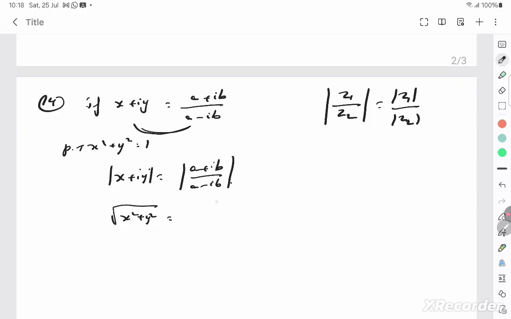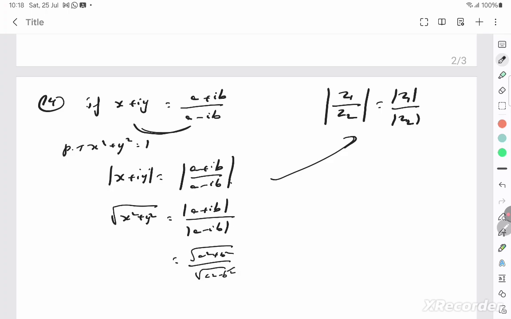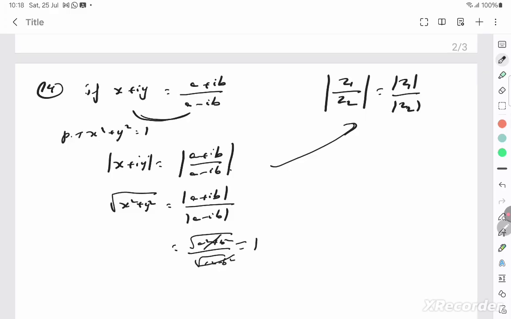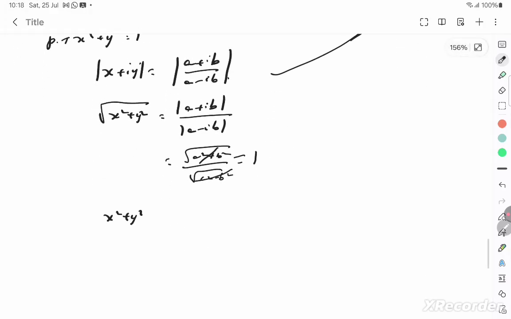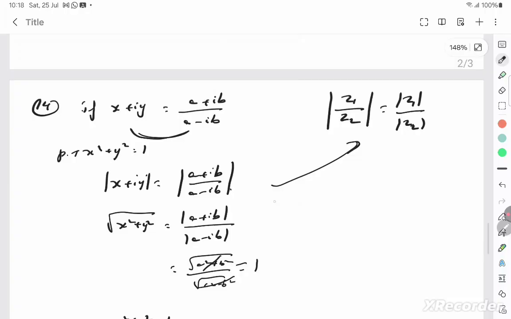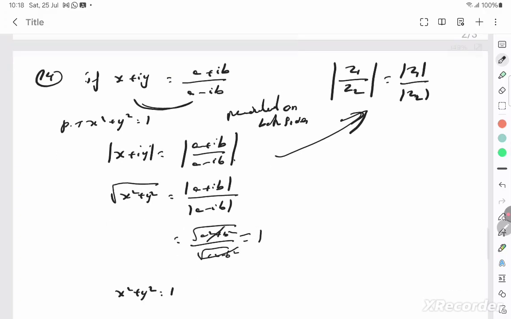And this can be written using this property as mod of a plus ib separately, and mod of a minus ib separately, which is root of a square plus b square by root of a square plus b square. And cancelling it, it becomes 1. Squaring both sides, you get x square plus y square is equal to 1. Basically, I'm doing modulus on both sides and applying this property, and I get the answer.